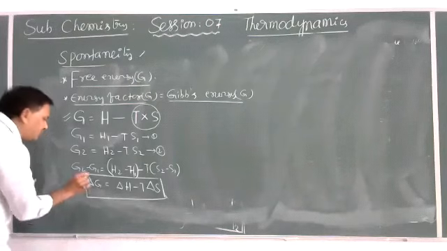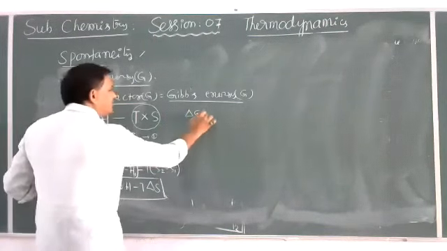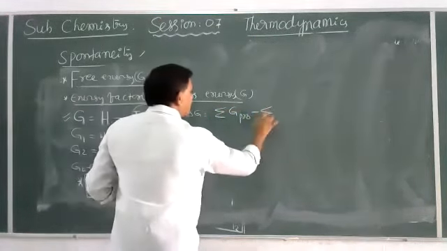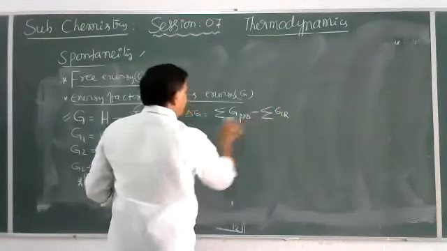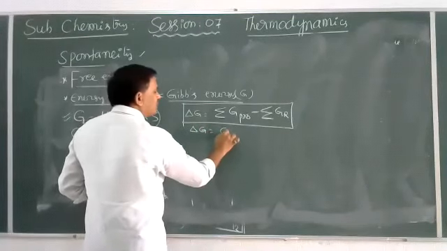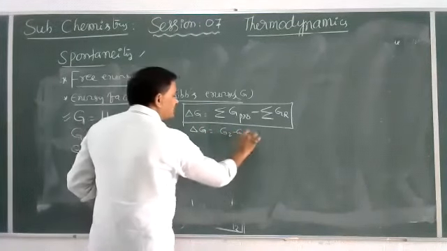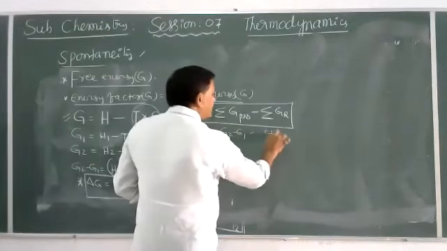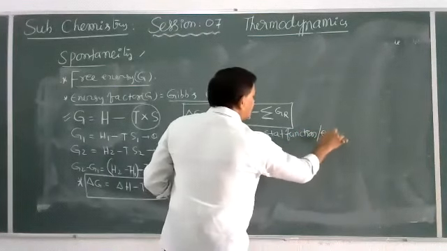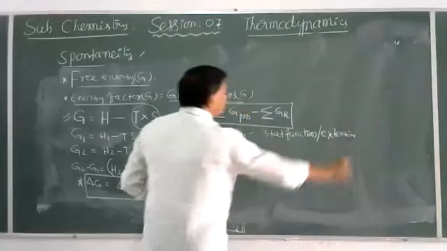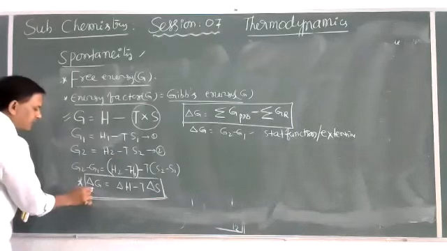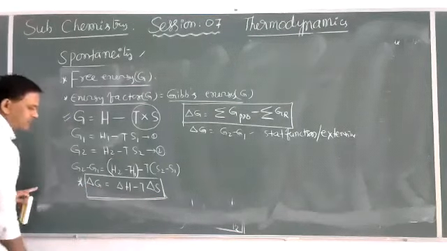Gibbs free energy change means delta G is equal to the summation of energies of the products minus the summation of energies of the reactants. Or we can also write delta G is equal to G2 minus G1. It depends on the initial and final state. That's why it is a state function, and also an extensive property of the system. Clear? Now by using this, delta G is equal to delta H minus T delta S.